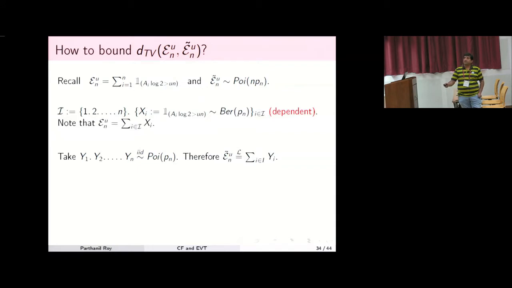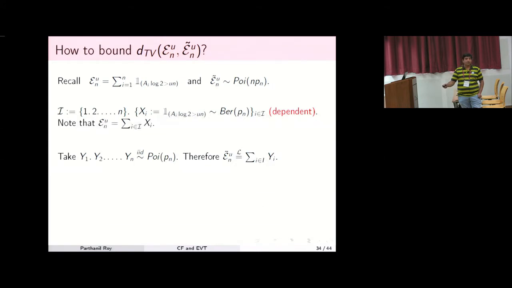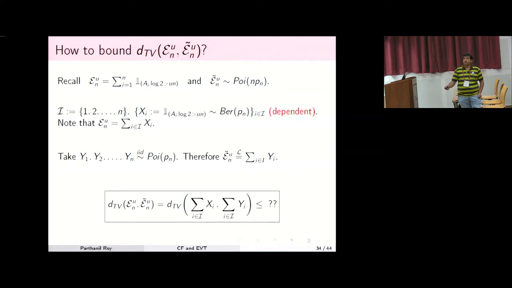So therefore, I'm writing this as a sum of Poissons, but the point is these are independent Poissons. I didn't write that, but I stress it here: these are independent Poissons. Here there are dependent Bernoullis. So I'm going to compare a sum of dependent Bernoullis with a sum of independent Poissons, which have the same mean. So this is what I need to compare.